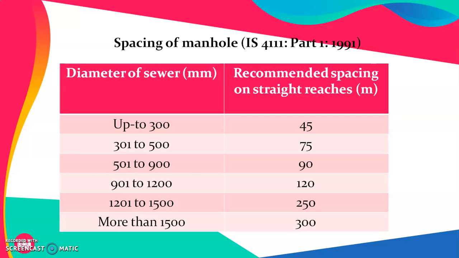For sewers up to 300, the recommended spacing on straight reaches is 45 meter. It means that we must provide a manhole in every 45 meters or at lesser intervals, and that can be increased as the diameter of sewer increases. As the diameter increases, it becomes easier for cleaning, and because of that the recommended spacing is even more.